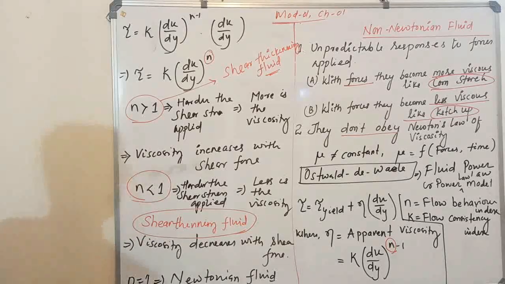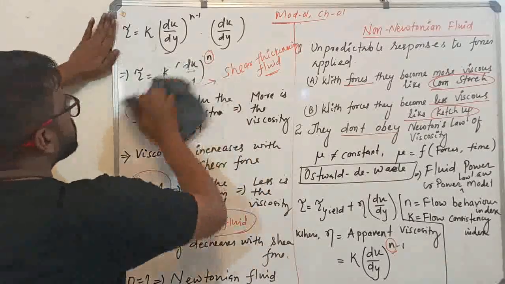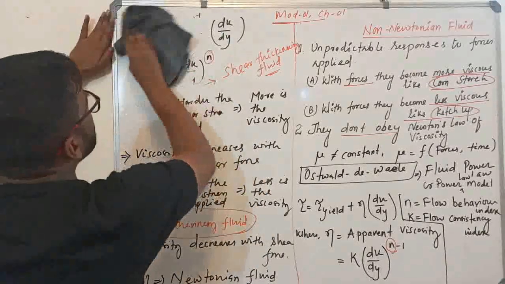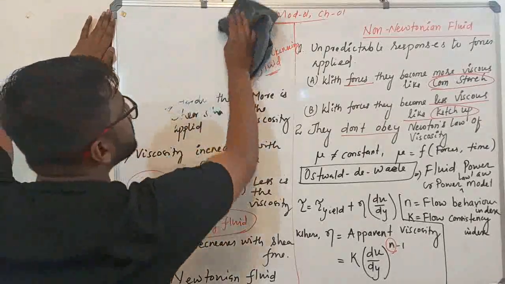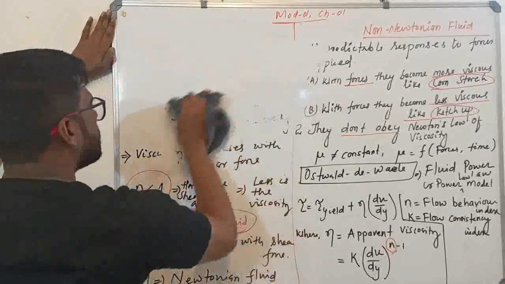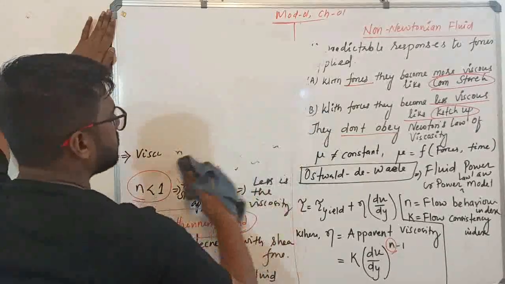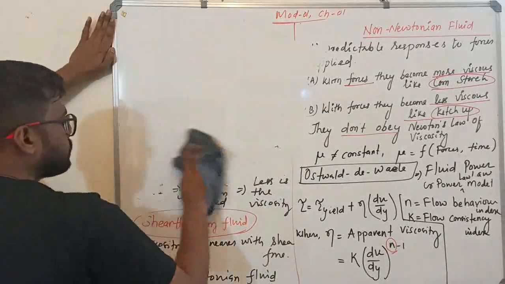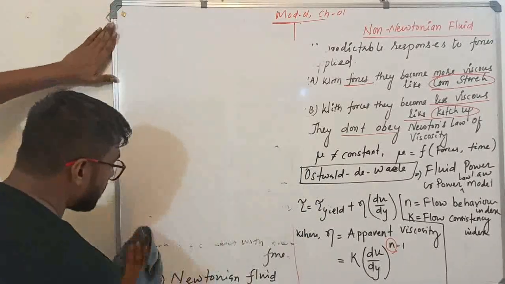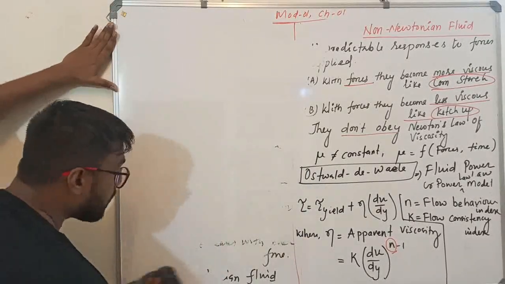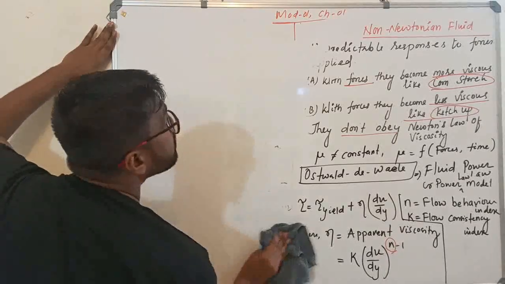Noted? Very good. So now we will start, what is shear thinning fluid? Sir, you already told, shear thinning fluid means with application of shear force, your viscosity is decreasing. That you call shear thinning fluid. So what is an example of shear thinning fluid? Sir, tomato ketchup, you only told.